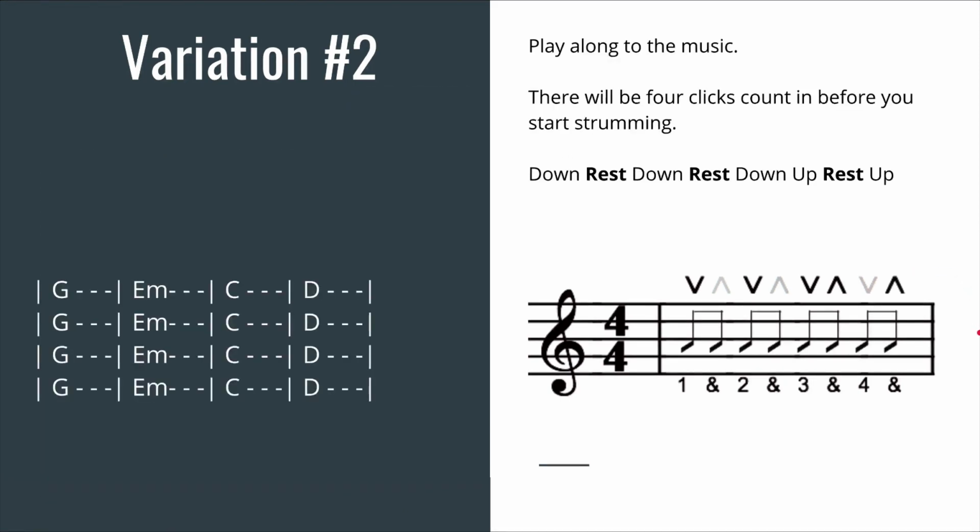Now that you've become very, very talented at playing this pattern, we're going to use it in a song. And again, the rhythm is down, rest, down, up, rest, up. The chords we're going to use are G, E minor, C, and D, repeated 4 times. And the music will give you a count in. Off you go.